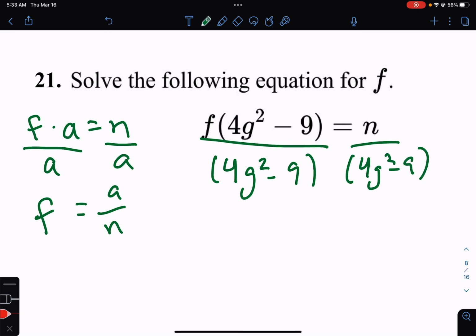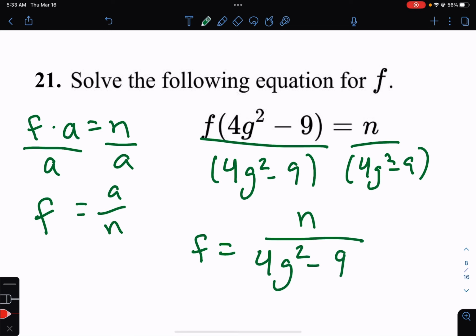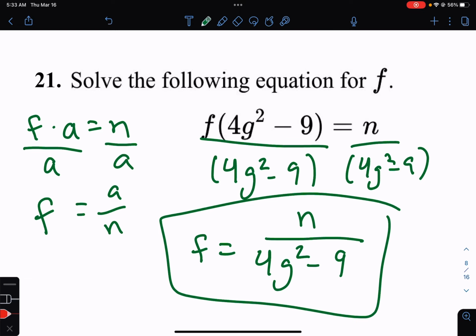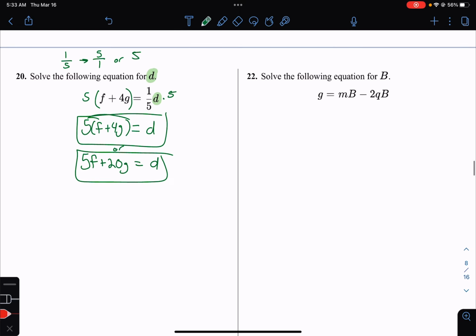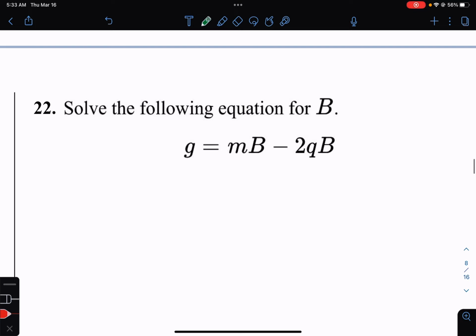All right, so we have that f is equal to n over 4g squared minus 9. And that is our answer there. All right, number 22. It says, solve the following equation for b. Now, this is where it kind of starts to get a little bit trickier.